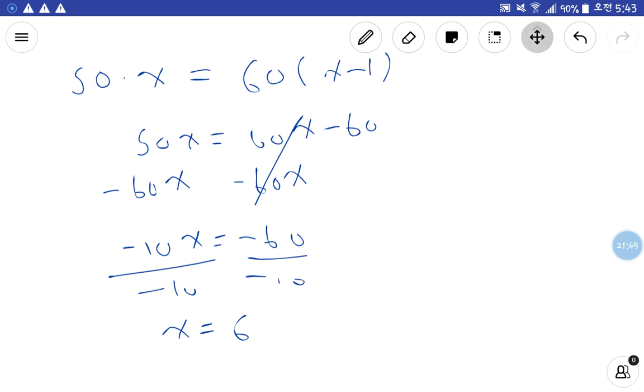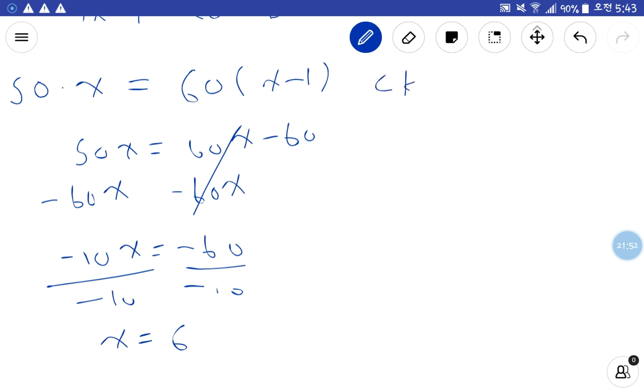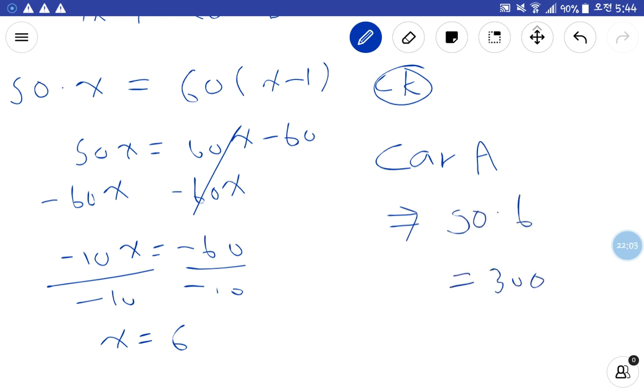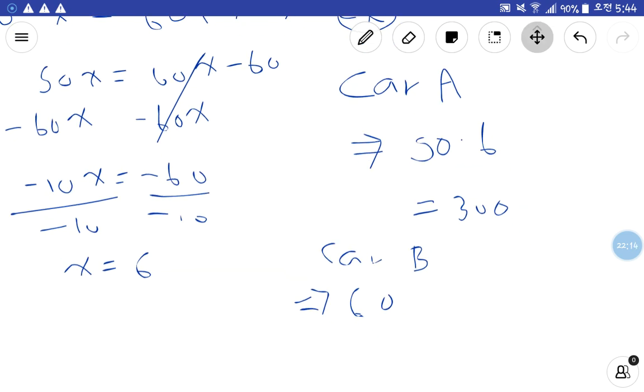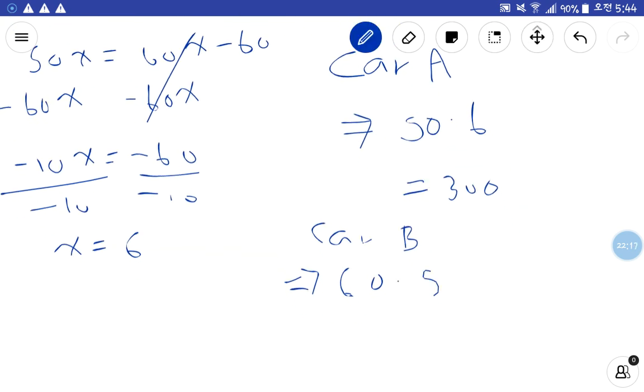How can we check it, guys? So car A, how much did car A travel? 50 times 6, which is 300 miles. And car B, 60 times 1 hour later, which is 6 minus 1, which is 5. It is also 300. We checked it. They have exactly the same number for car A and B. So I can make sure that my answer, 6 hours, looks great.